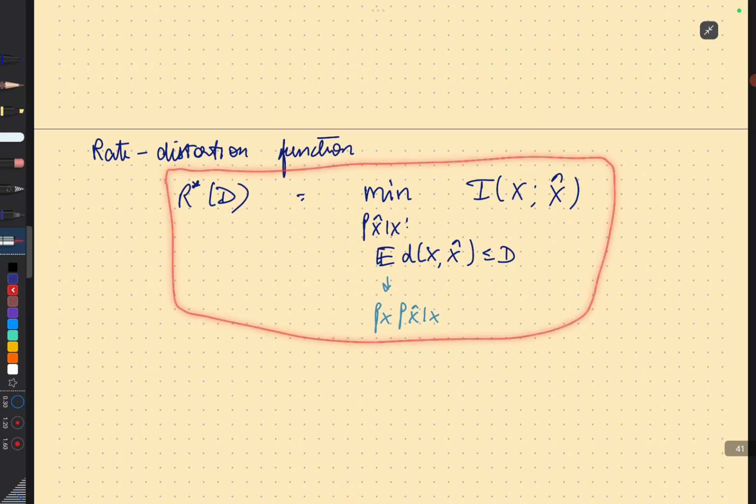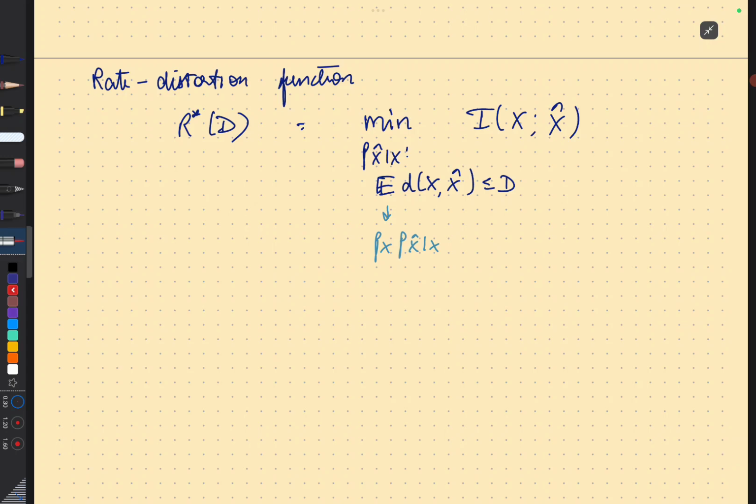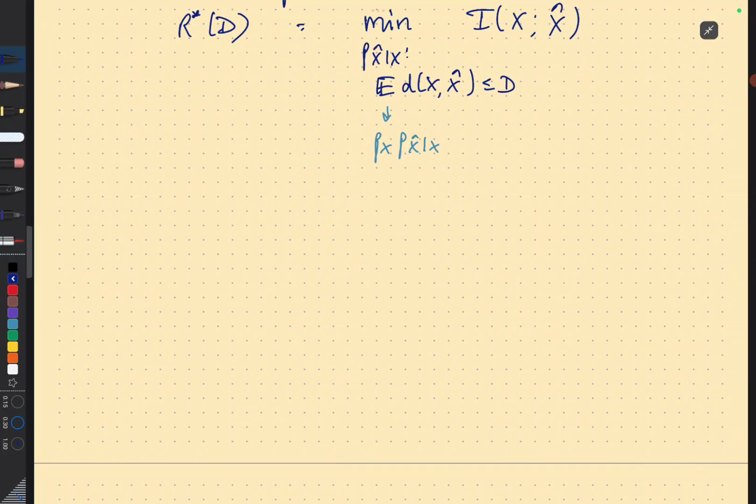That is, if you choose the rate to be any smaller than R star of D, then the expected distortion should be greater than capital D. Or equivalently, for any coding scheme, for any compression scheme, such that the average distortion is less than or equal to capital D, the rate should be greater than R star of D. So we'll see a quick proof of this. To prove this particular statement, I'll need the following result, which I'll leave as an exercise.